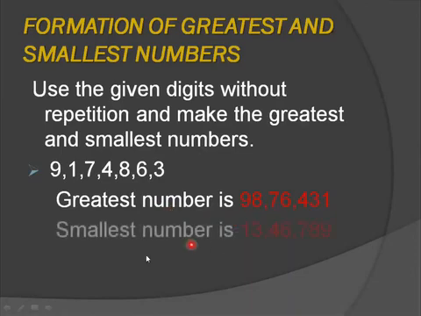Now let us see how we write the smallest number. Just the opposite, so from the small number you have to come. 9, 1, 7, 4, 8, 6, 3 is there. In this, first you should write the smallest number. 1 is the smallest number. Next 3. Next 4, 6, 7, 8, 9. After writing this, we place the commas first after 3 digits and after 2 digits. So this number is read as 13,46,789. In this way we form greatest numbers and smallest numbers.